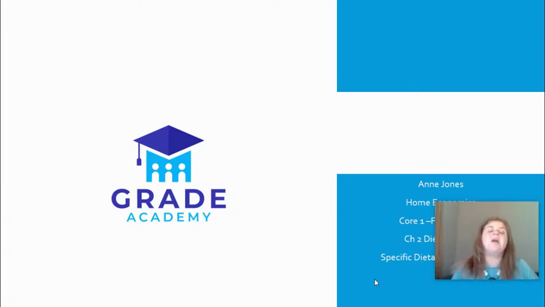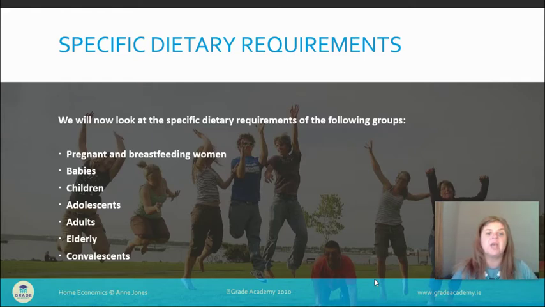We're continuing with Core 1 and our Chapter 2. As you remember, the last day we looked at energy and BMR and the role that energy plays in the body. So today we're going to be moving on to look at the specific dietary requirements that we have. There's a number of groups there that we're going to look at. Now, we will be going through them, but obviously you will need to have menus attached to each of those. So we will get to that towards the end of the lecture.